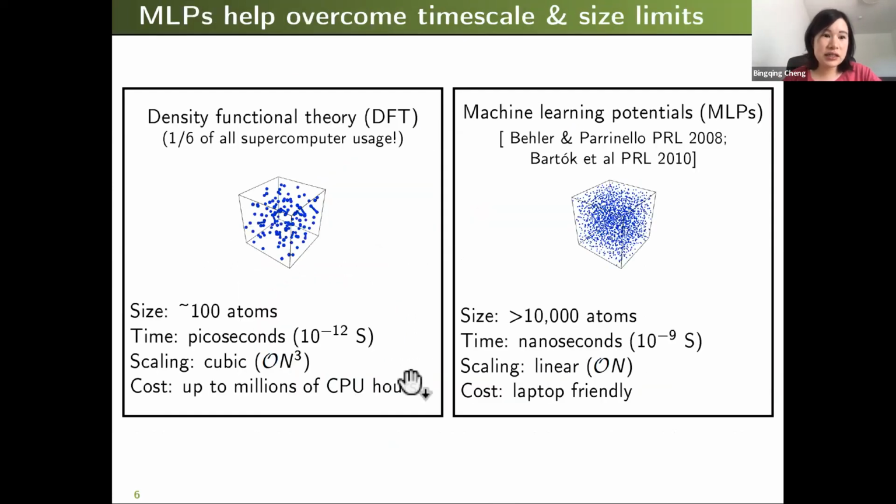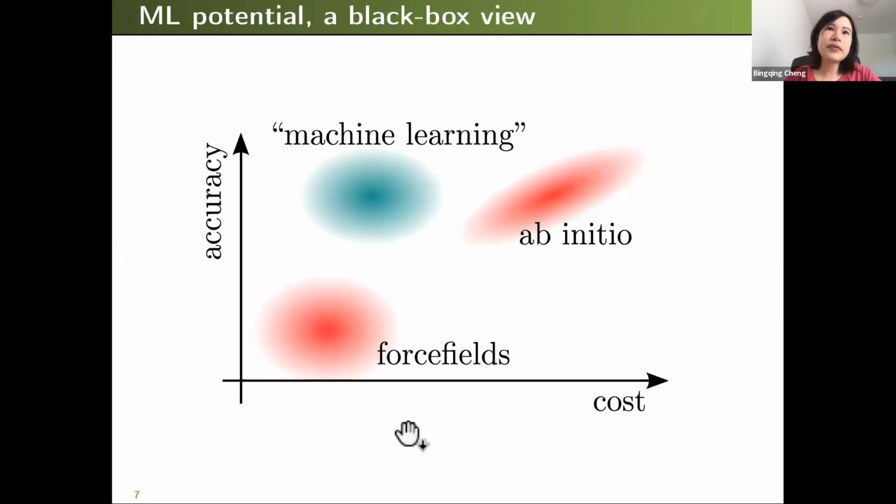To put this into numbers, instead of being able to handle system sizes of hundreds of atoms, we can really go large. And more importantly, compared with the typical cubic scaling of density functional theory calculations, a machine learning potential usually follows a linear scaling with respect to the system size.